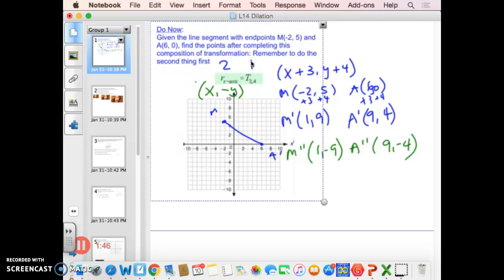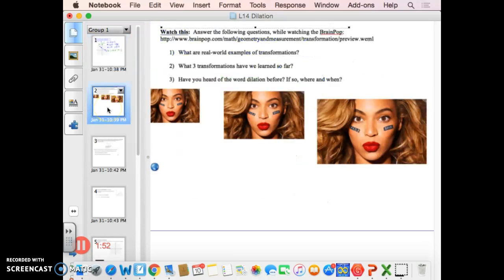All right, today we're going to add the fourth transformation, and that is a dilation. So here you'll see Queen Bee. Her picture has been dilated 3 times. And if you look, a picture is a very good example of a dilation.